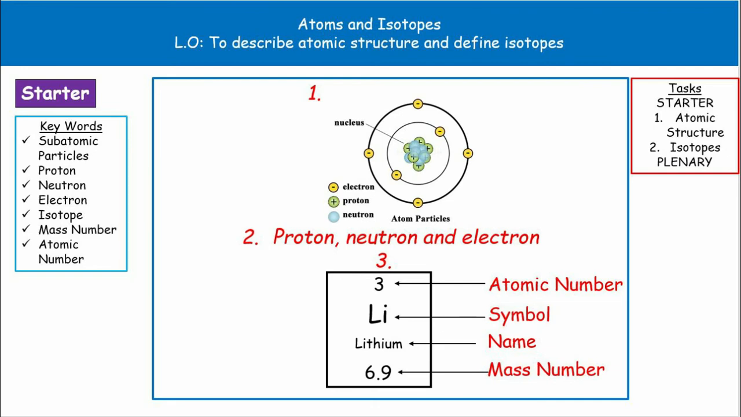And then our third question: the top number is the atomic number, the smaller of the two in the box. The 2 letters is the symbol. The name is obviously the element name. And then the number at the bottom, 6.9, is the mass number, the larger of the two in that box. So add up your score and let me know how you did in the chat window.